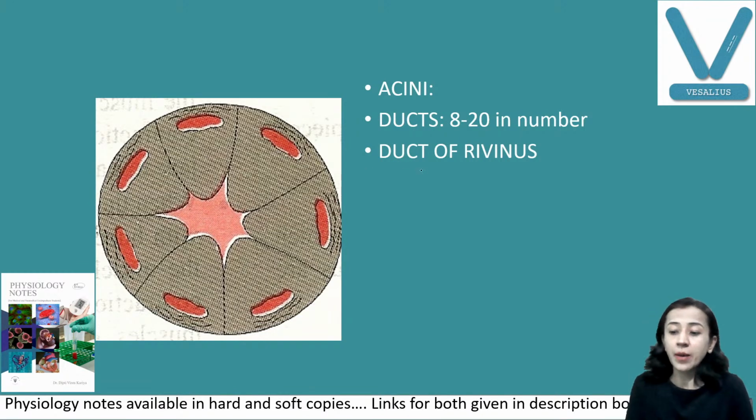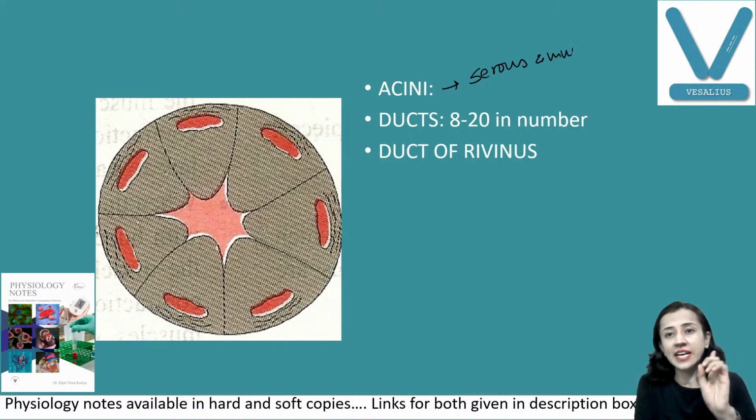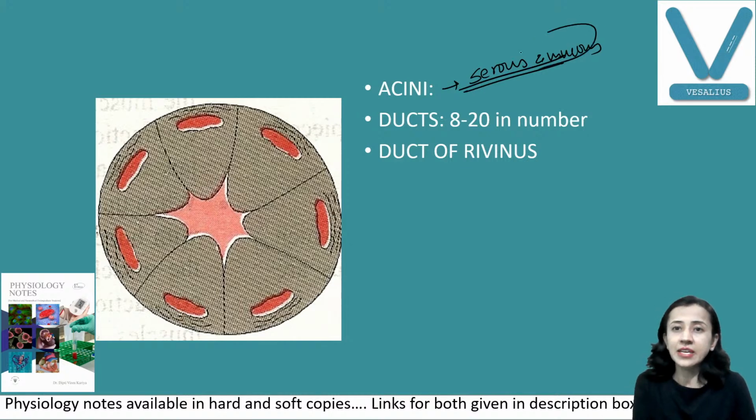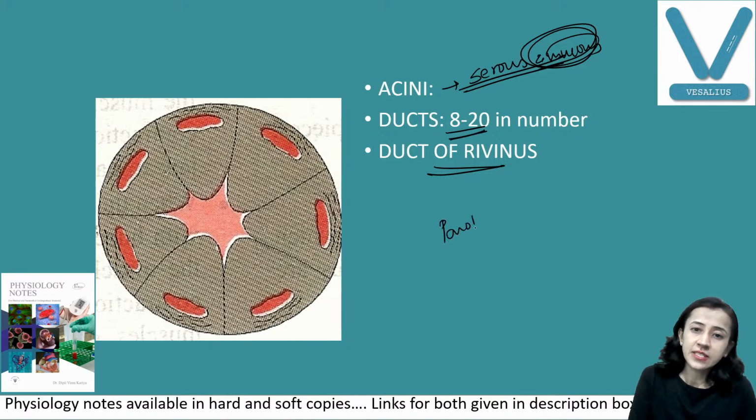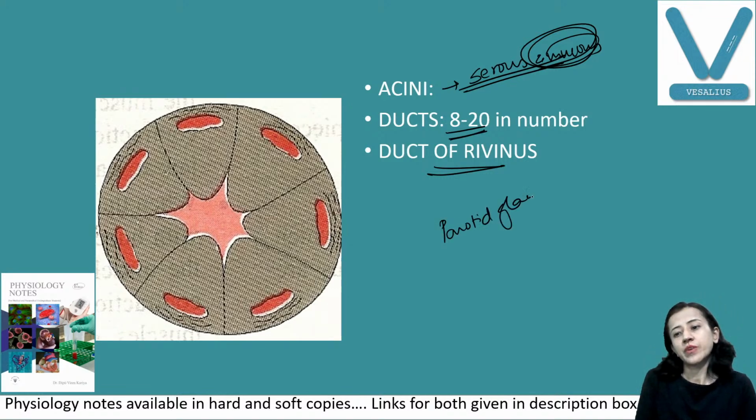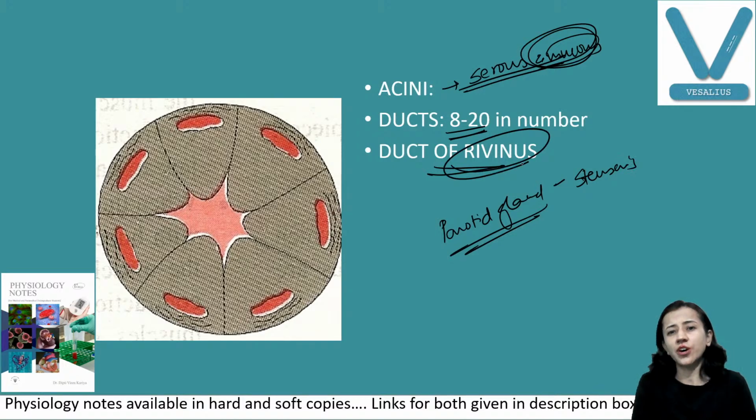Now, the sublingual gland has both serous and mucus acini, while the parotid has only serous acini. Mainly mucus acini are there. 8 to 20 ducts are there. And what is the name of the duct? Duct of Rivinus. Parotid gland opens through which duct? Stensen's duct, and this one is through the duct of Rivinus.